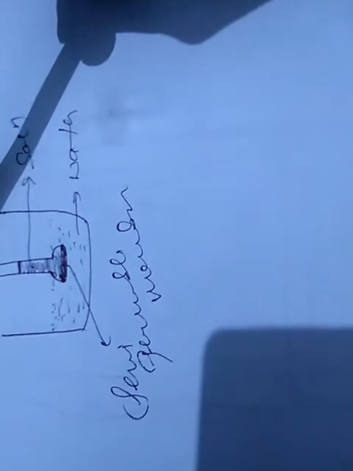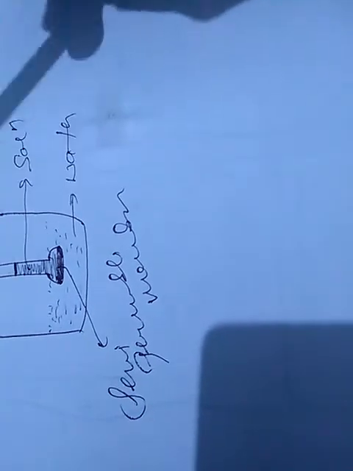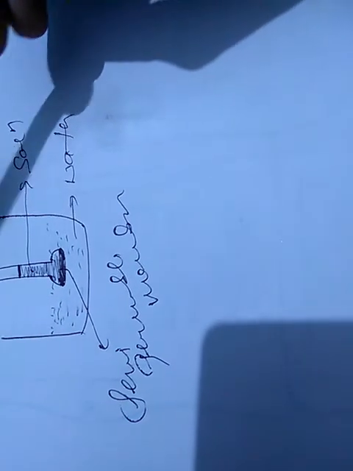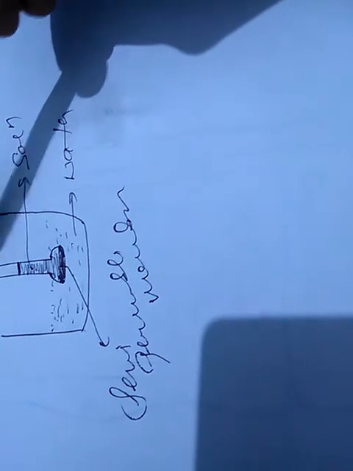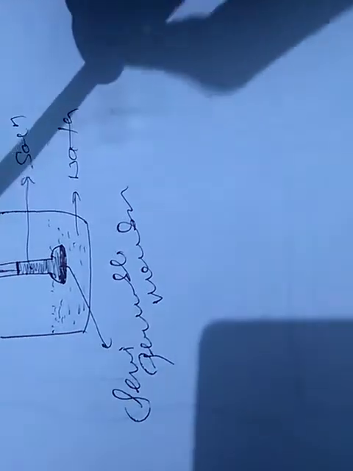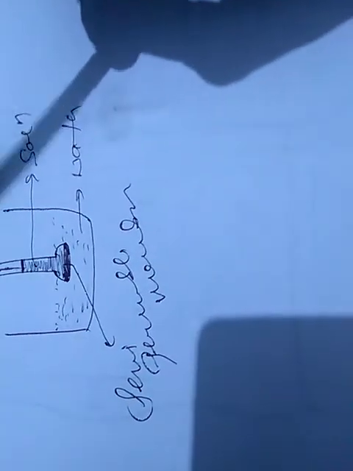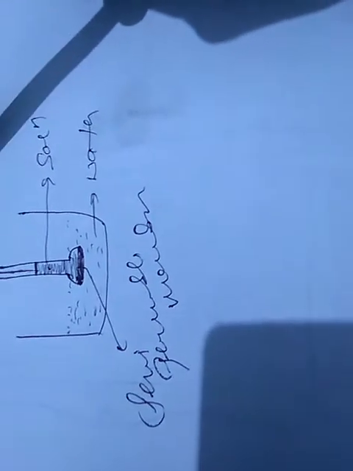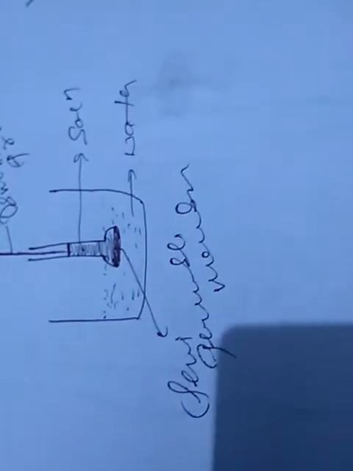Now what we did, we applied some pressure over here with the help of a piston. We applied pressure on the solution. The pressure applied is termed as osmotic pressure. The pressure which we applied over here, this is called osmotic pressure.